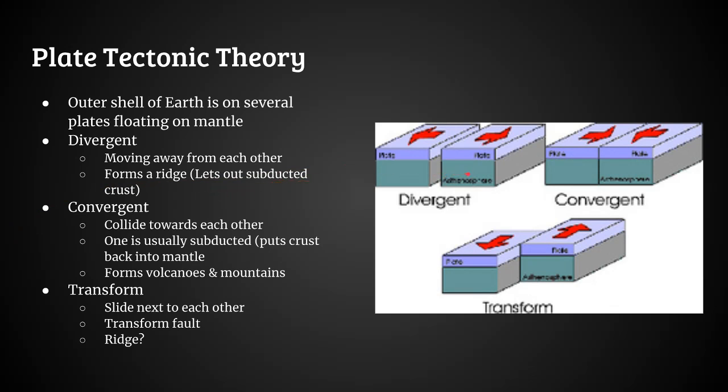It lets out subducted crust. Convergent is where they collide towards each other. Usually one gets subducted, which puts the crust back into the mantle, and it usually forms volcanoes and mountains. And then we have our transform boundaries, which is where they slide next to each other. It causes some faults.